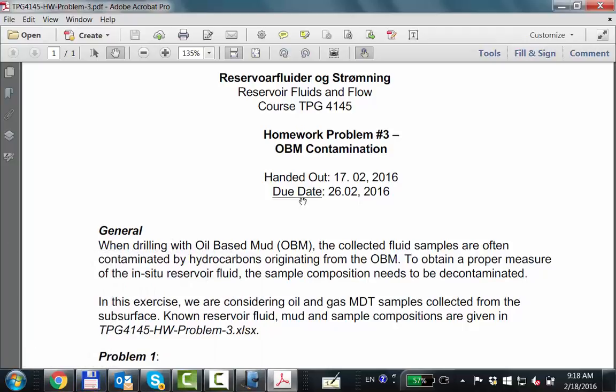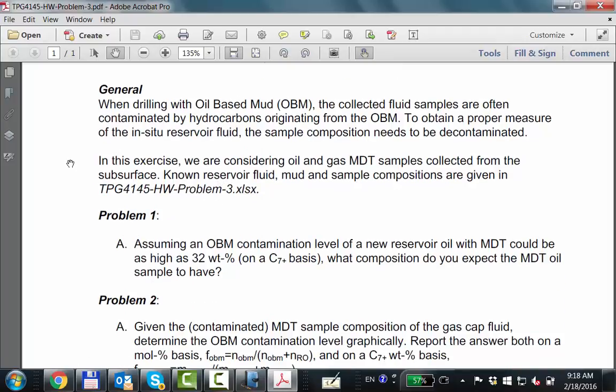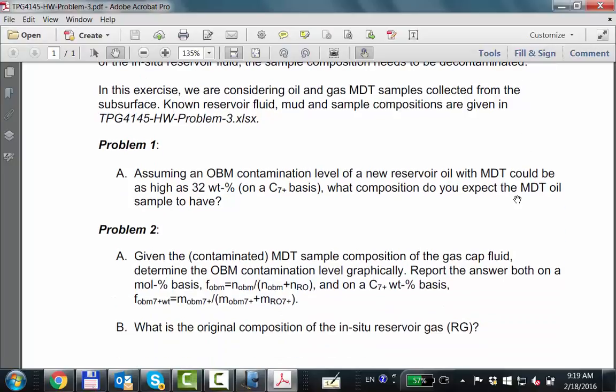There's an Excel sheet that goes together with the problem. I can just read through it. When drilling with oil-based mud, the collected fluid samples are often contaminated by hydrocarbons originating from the oil-based mud. To obtain a proper measure of the in situ reservoir fluid, the sample composition needs to be decontaminated. And I kind of argue that that can be done very accurately. That's what I said. Generally speaking, that's the case.